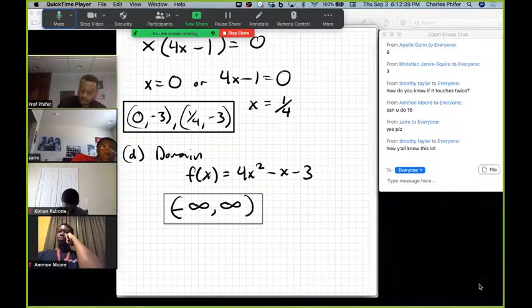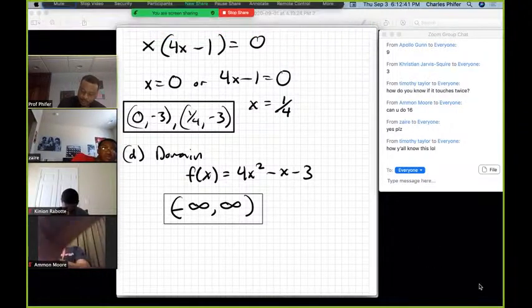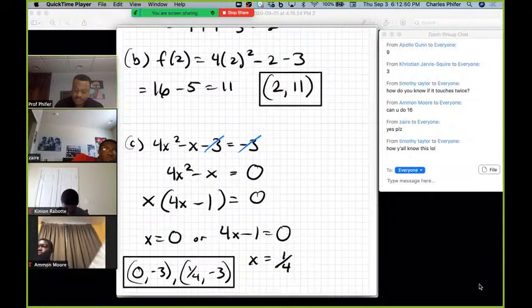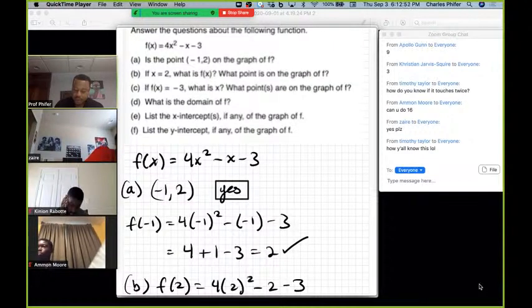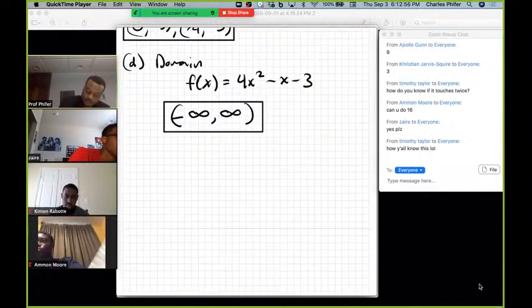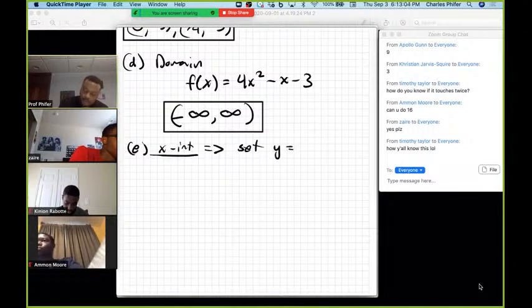Okay, let's see. On style, like this. That was D. Let's look at E. It says list the X-intercepts and part F are any Y-intercepts, okay? So then E, the X-intercepts, again, to find this, we're going to set Y equal to 0. So that means we're going to have 4x squared minus x minus 3 equal to 0.